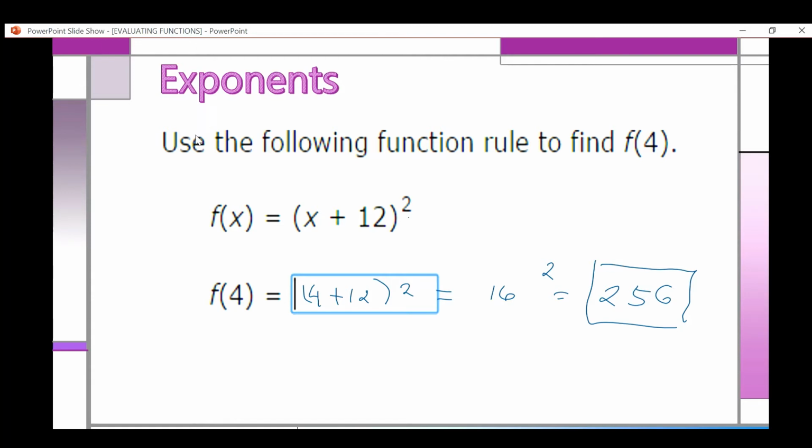So, try natin. So, let's have this one. Use the following function rule to find f of 4. So, in finding the f of 4 of f of x, substitute lang natin yung 4 dun sa expression natin. So, si x magiging 4. So, plus 12, just copy. Then, simplify. So, 4 plus 12, that's 16. Tapos, square natin. So, that is 200.